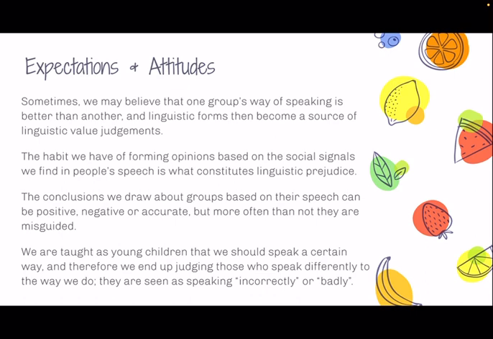We're taught as young children that we should speak a certain way, and therefore we end up judging those who speak differently to the way we do. They're seen as speaking incorrectly or badly, and we've seen that when we looked at, for example, Aboriginal English and ethnolects a couple of weeks ago. We know that when groups vary and use different language forms to the standard, they're often perceived to be incorrect.